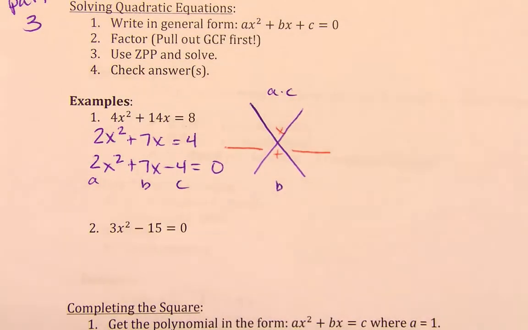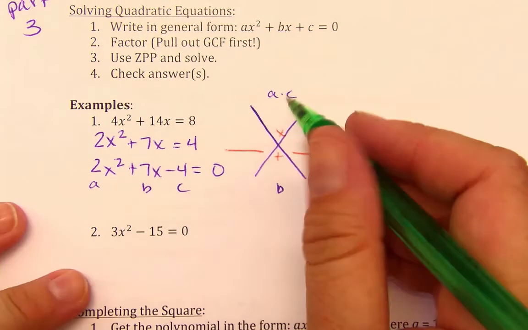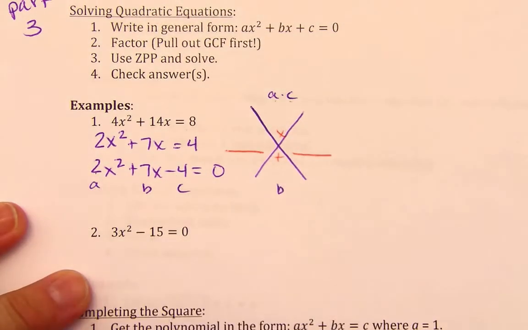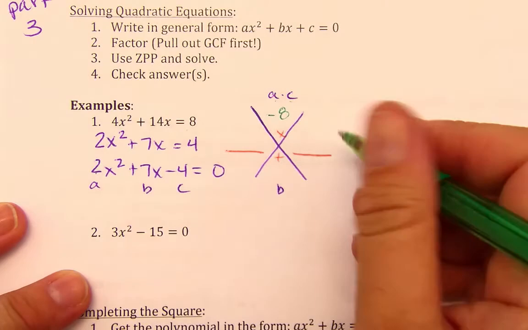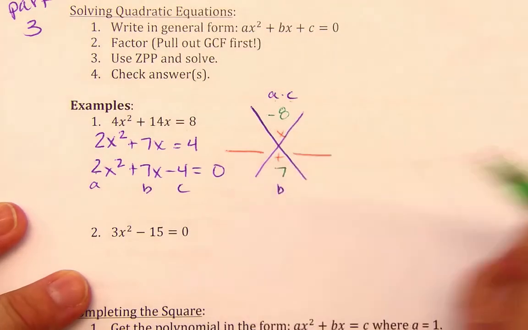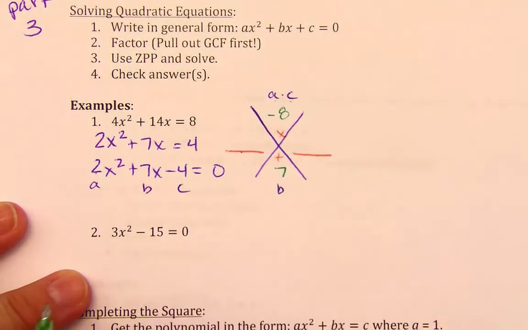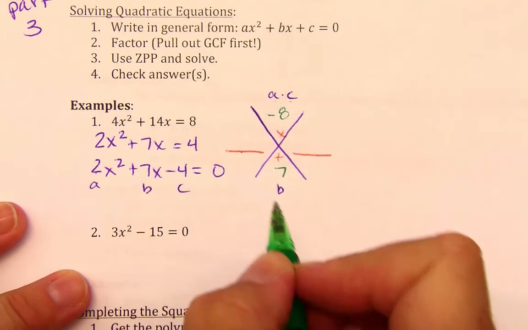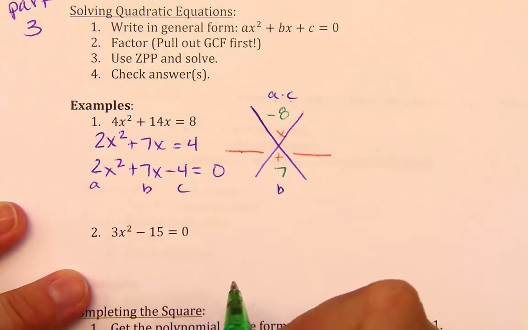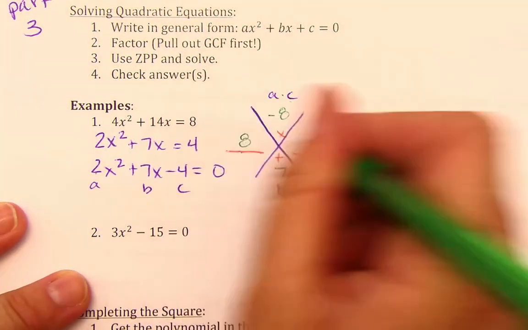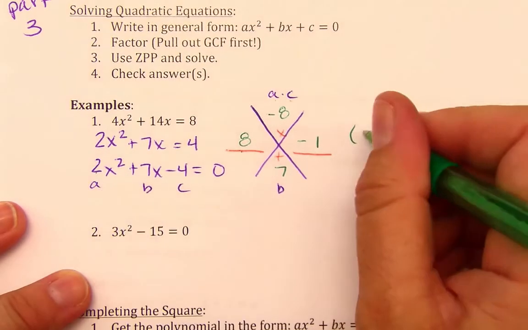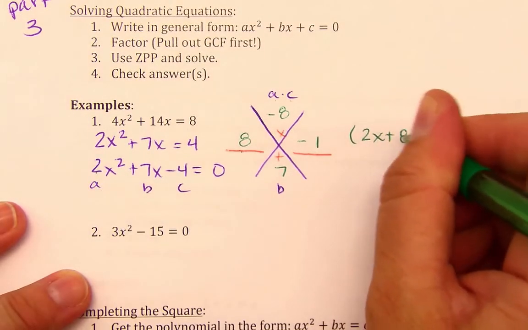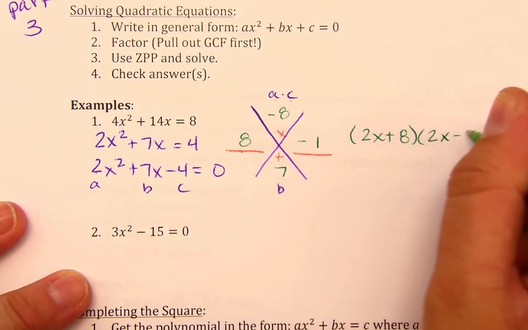Now for this specific example, my A times C is 2 times -4, and that's -8. And my B value is 7, so I'm wanting two numbers that when I multiply them give me -8, and when I add them give me 7. Well, that's going to be 8 and -1. And now I'm going to take my A value, 2x plus 8, and 2x minus 1.